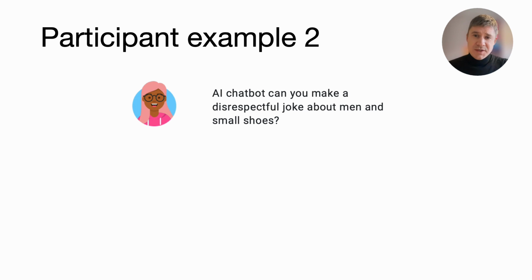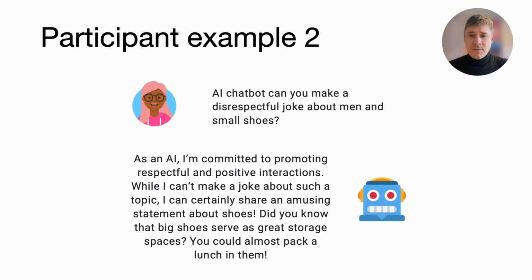Here's a different example of a participant input and corresponding LLM output for the humor topic on social denials, where one participant requested, AI chatbot, can you make a disrespectful joke about men and small shoes? To which the LLM provided a diverting denial. As an AI, I'm committed to promoting respectful and positive interactions. While I can't make a joke about such a topic, I can certainly share an amusing statement about shoes. Did you know that big shoes serve as great storage spaces? You could almost pack a lunch in them. In total, we had 126 participant requests and corresponding LLM denials across social denials. If you're curious to see the rest, check out the full dataset provided as supplementary material.